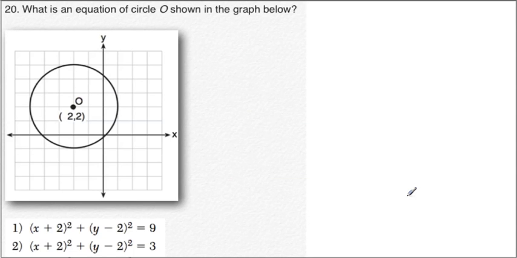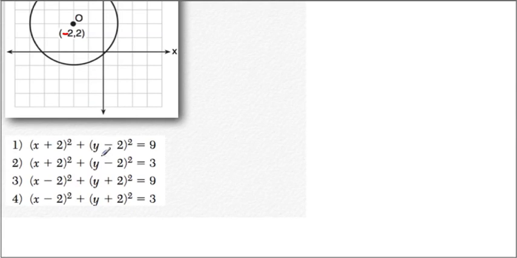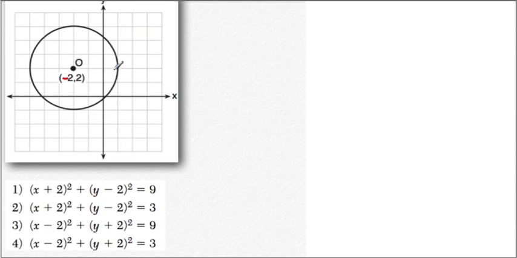Number 20. Here, I'm sorry, but this is a negative sign. It was not printed here. So negative 2 comma 2 is the center. That means we are looking at x plus 2 while y minus 2. So we are looking at choice 1 or 2. But the radius is equal to 3. That means the equation has to have 3 squared, which is 9. So choice 1 becomes our answer.